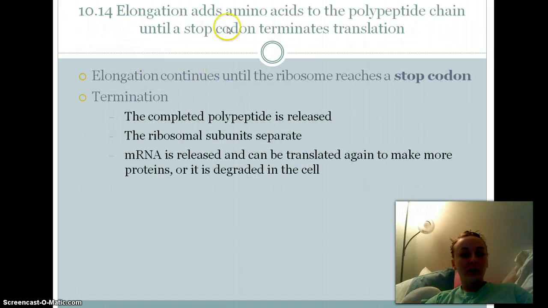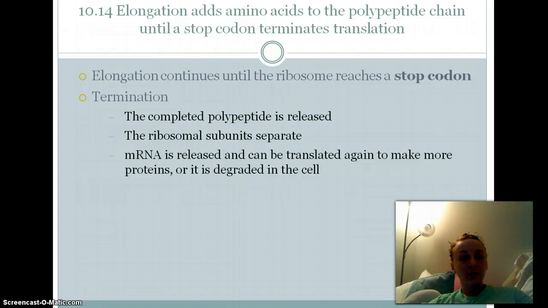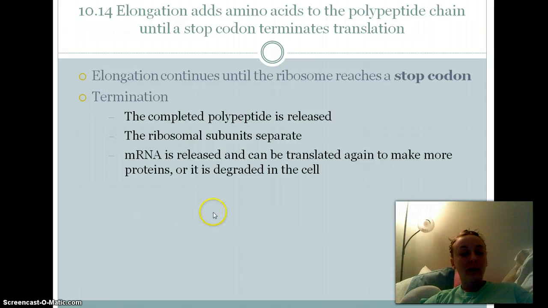So elongation, we're adding amino acids to that chain. It continues all the way until we reach that stop codon, and then we have termination. That's when the polypeptide is finished being made and it's released. The ribosome separates the large and small subunits, and then the mRNA is released. It can either be translated again to make more of that same protein, or if our cell is done with it and we have all the protein we need, then it's degraded.